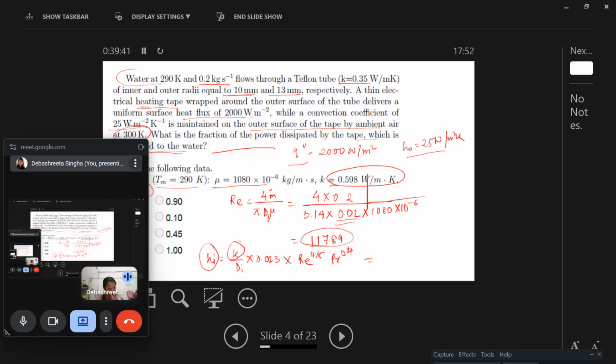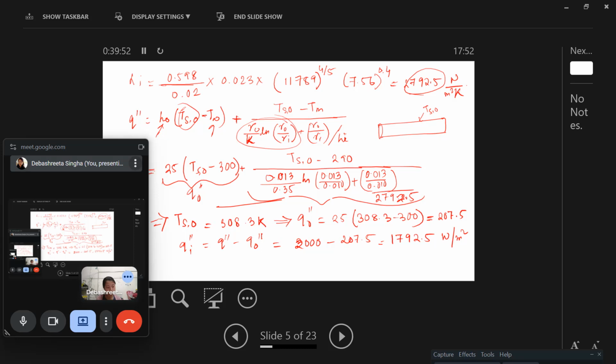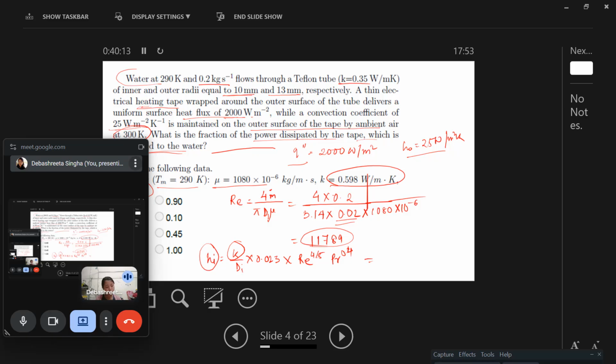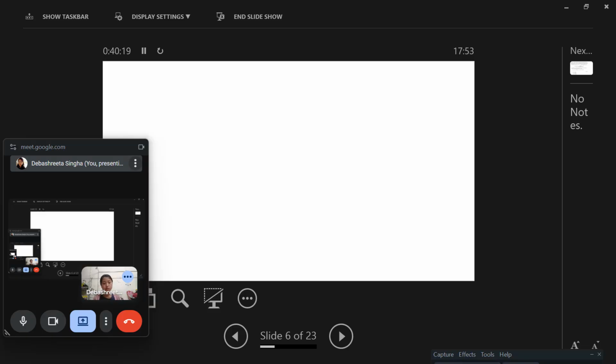So what is the ratio? Ratio between this and the power dissipated by the tape. Total power dissipated by the tape is 2000. So Qi divided by Q double dash, 1792.5 divided by 2000, which comes to be roughly around 0.9. So from here the first option will be correct. Okay, then moving on to the next part.